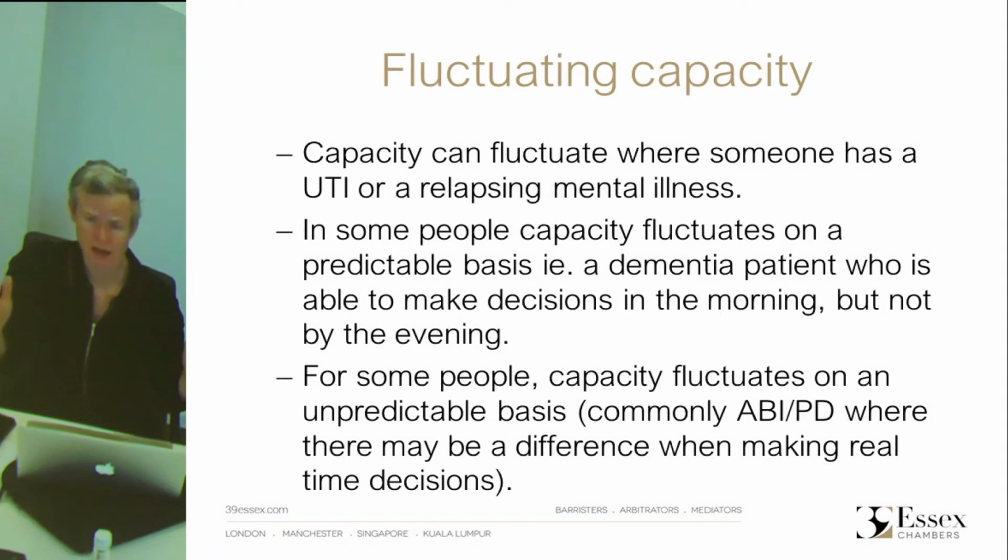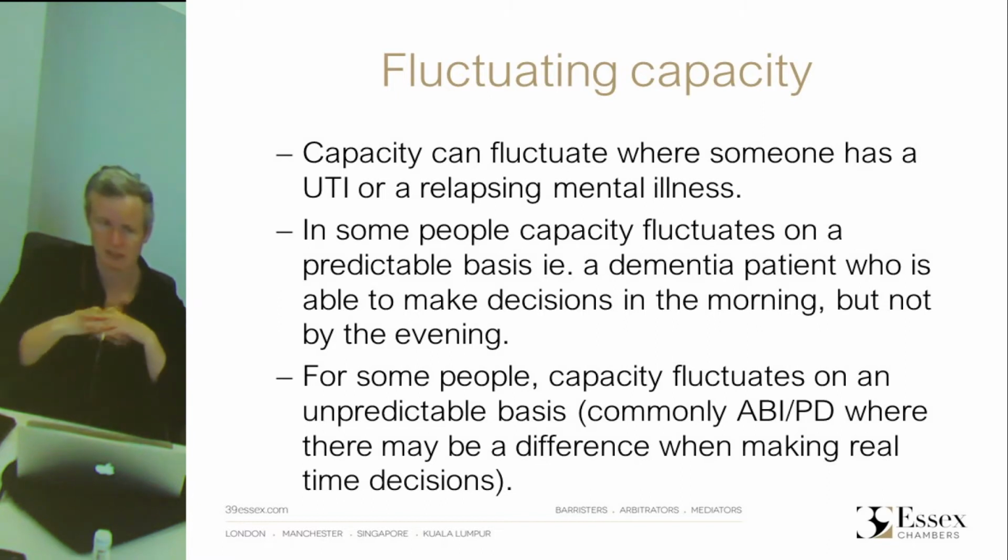Sometimes it may be an environmental stimulus. Somebody is able to make decisions in some environments, but not in others. But you can predict where they will be, again, on the capacity barometer, lacking or having, depending on the circumstances in which they're in. And so you can plan for their care and how decisions are going to be made in that knowledge. The really difficult cohort are the last cohort, where people's capacity fluctuates on an unpredictable basis.